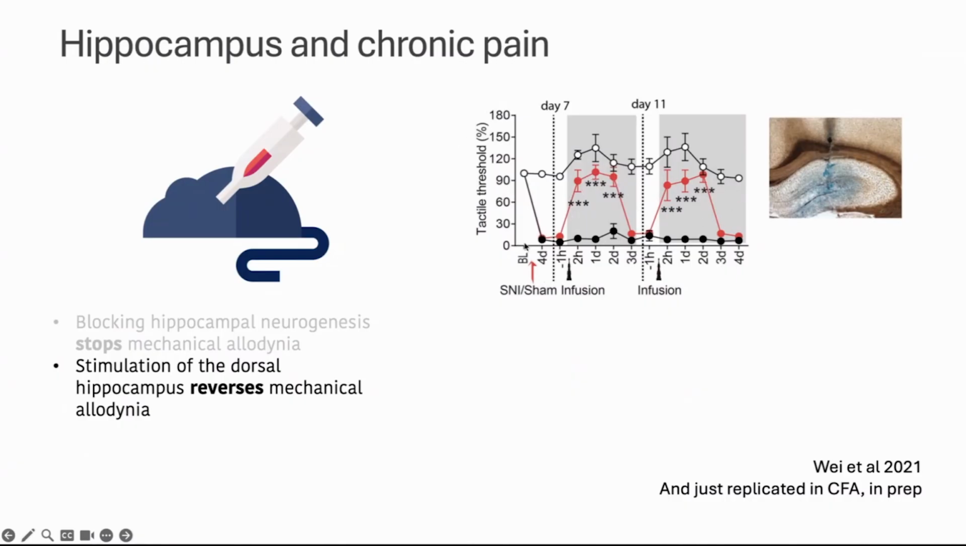So what happened here was that the mice suffered an SNI or sham injury. And basically here there was an infusion of glutamate. And as you can see, there is a complete reversal of mechanical allodynia for the mice that actually got infused with glutamate. Then after a couple of days, it goes back to normal, and then you infuse it again, and you can again revert mechanical allodynia. So it seems like stimulating the hippocampus is able to revert this potential pain experience in these animals.